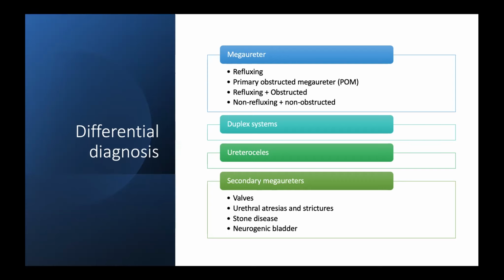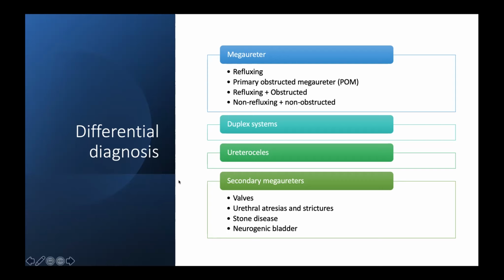They can be obstructed but refluxing at the same time. And then you also get these subcategories of ones that are neither refluxing nor obstructed. And often these children have more of a systemic illness that might be inducing polyuria, such as diabetes insipidus.